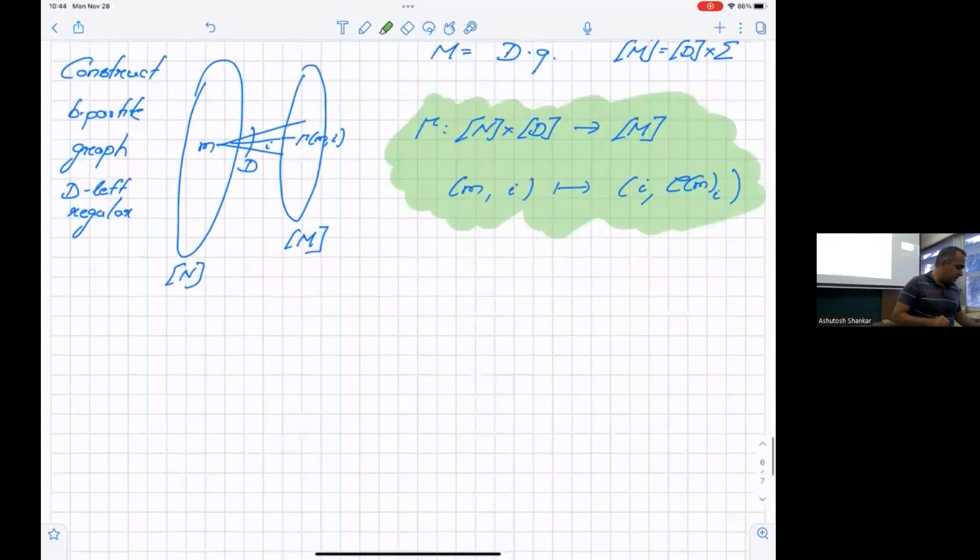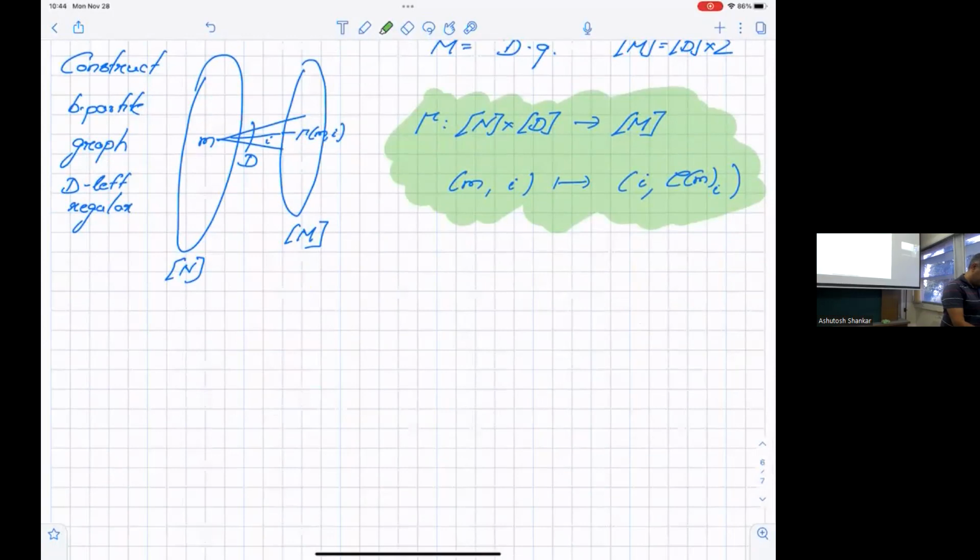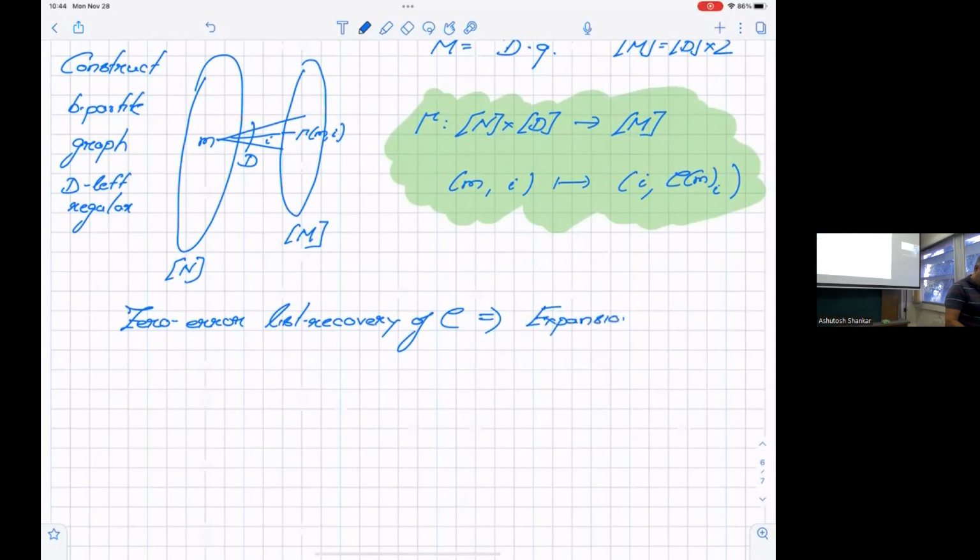What we will see in today's lecture is that we will see something called the zero error list recovery of C implies expansion of gamma. So the expansion is partly expansion.